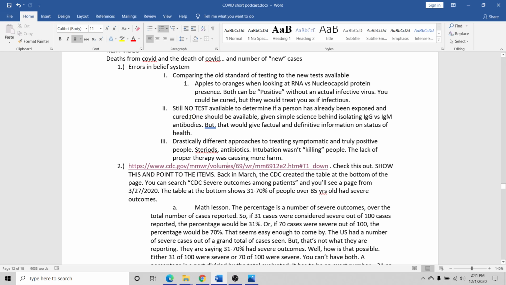We know how to treat people now, okay? The different approaches to treating people. We weren't doing steroids to reduce inflammation, to reduce cough. I apologize, it's misspelled.